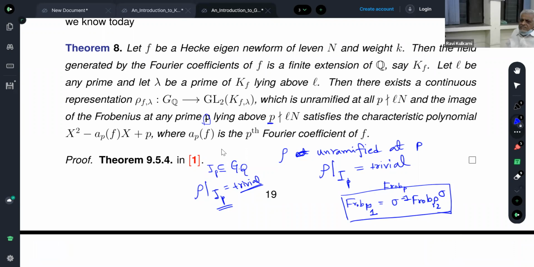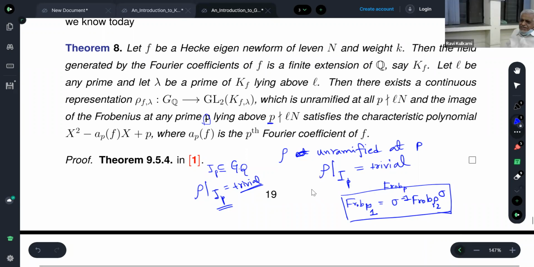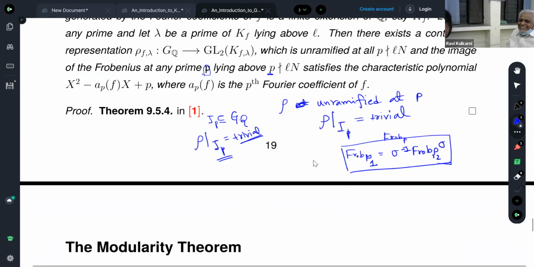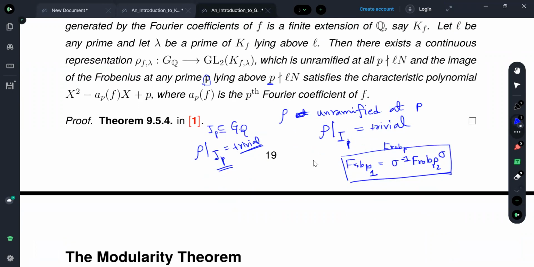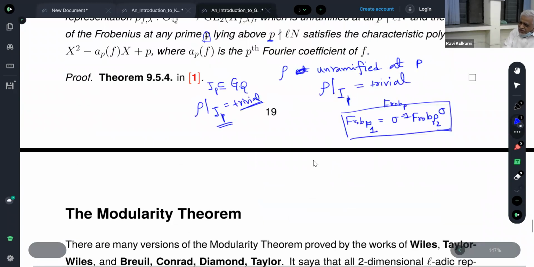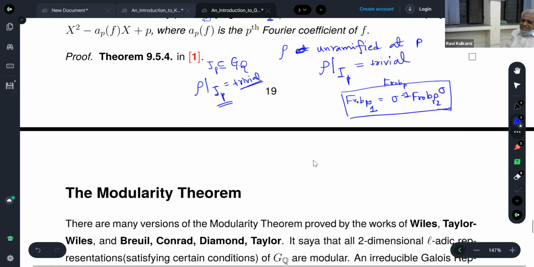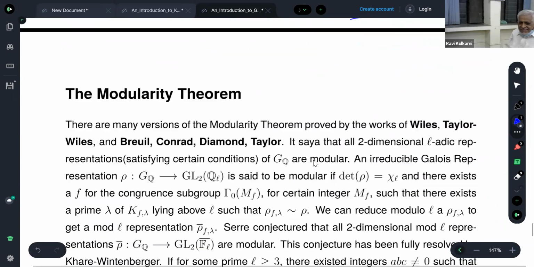Okay. Yeah. So is this definition of unramifiedness clear? Clear. Go ahead. Unramified means trivial, right? Yeah. Unramified means trivial when you restrict to the inertia group. Mhm. Yeah. So in the representation, some upper triangular matrices do not form a normal subgroup. That is what it means. Yeah.